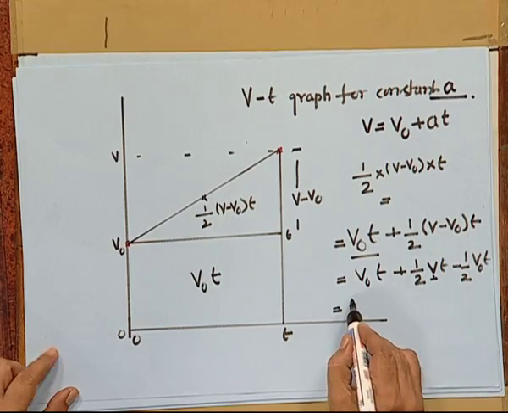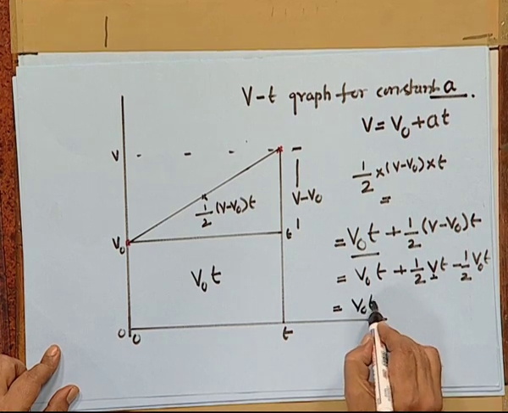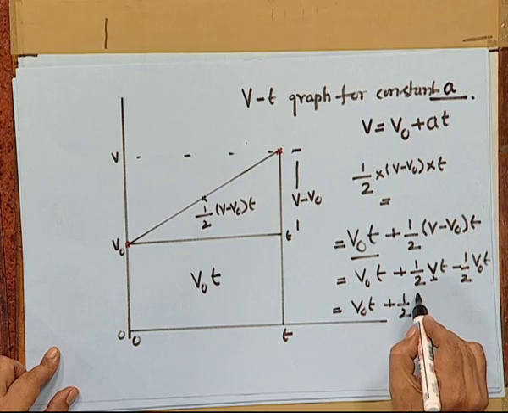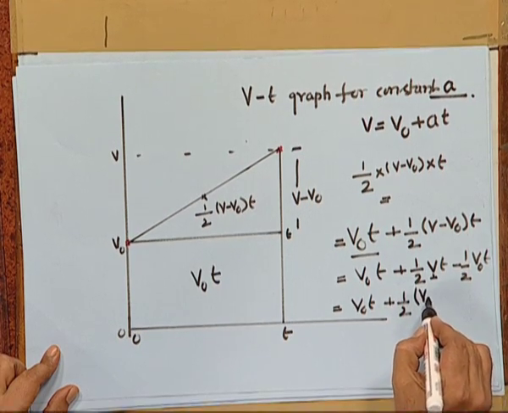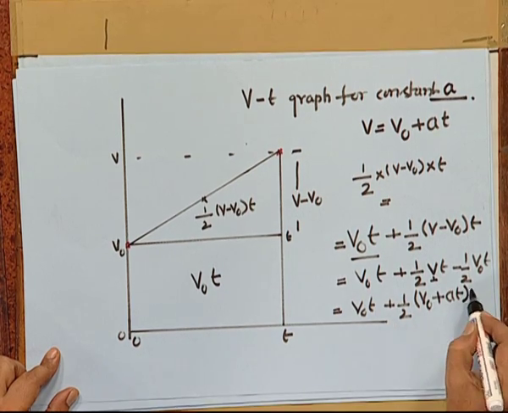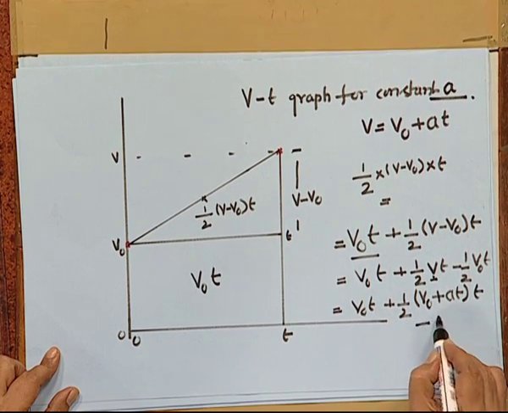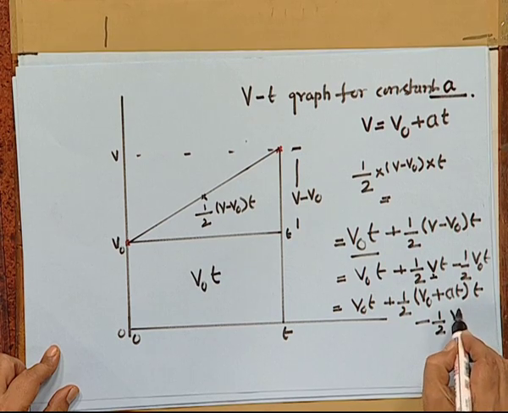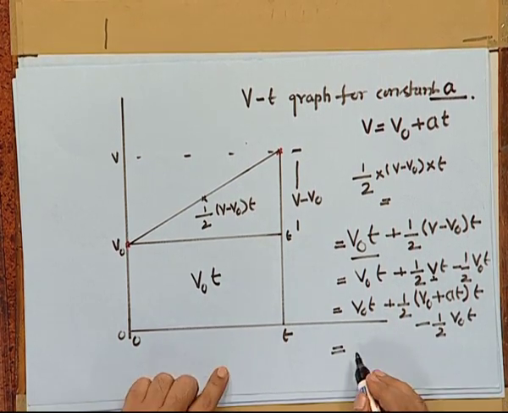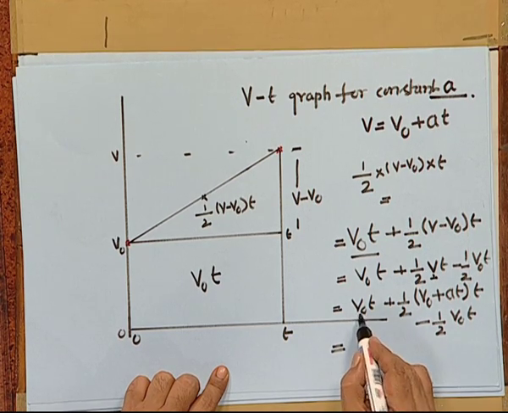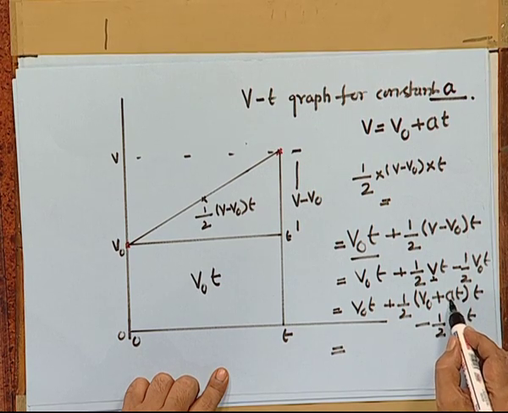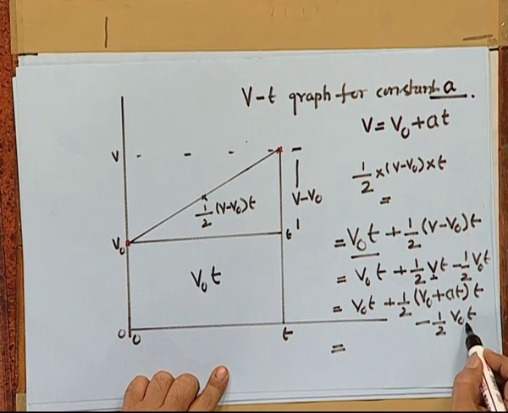We can substitute in v0 t plus half. For v, we will write v0 plus a t, into t, minus half v0 t, which when simplified becomes v0 t plus half v0 t plus half a t square minus half v0 t.